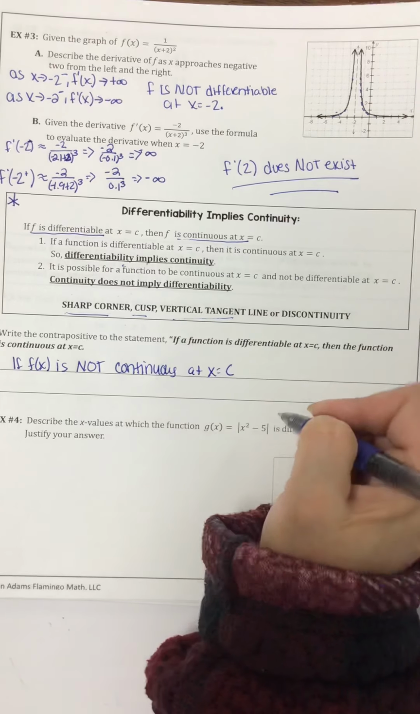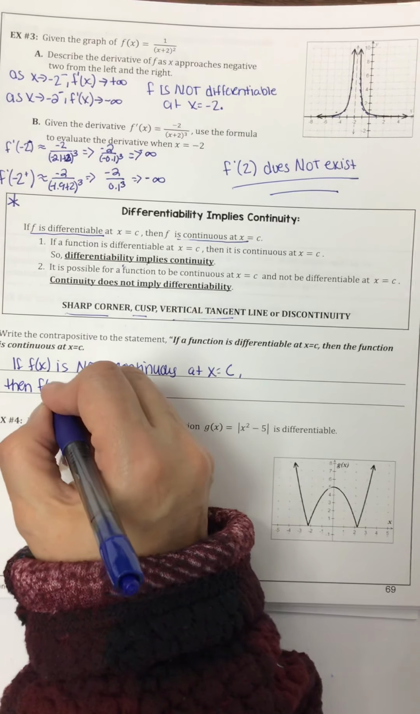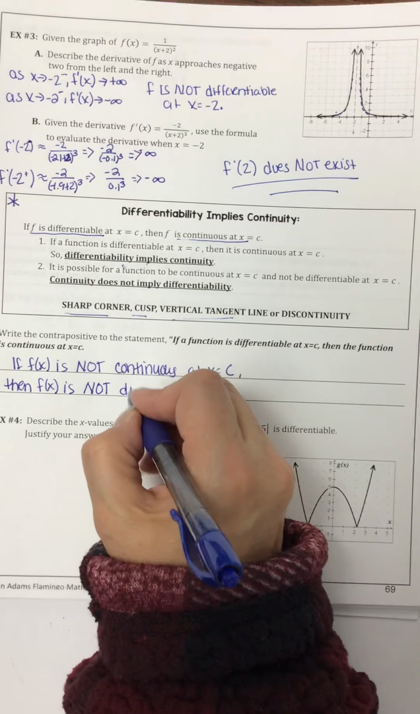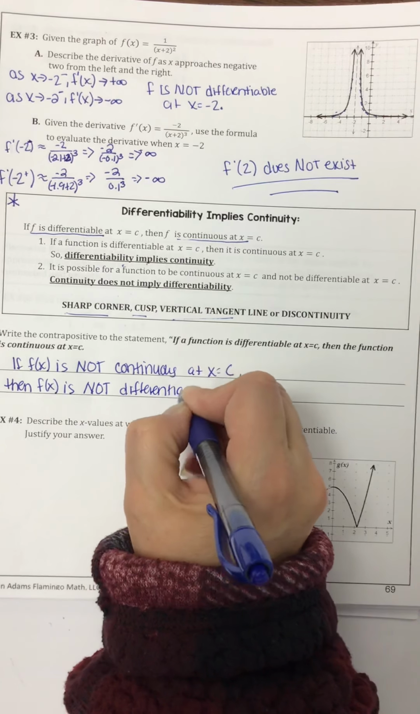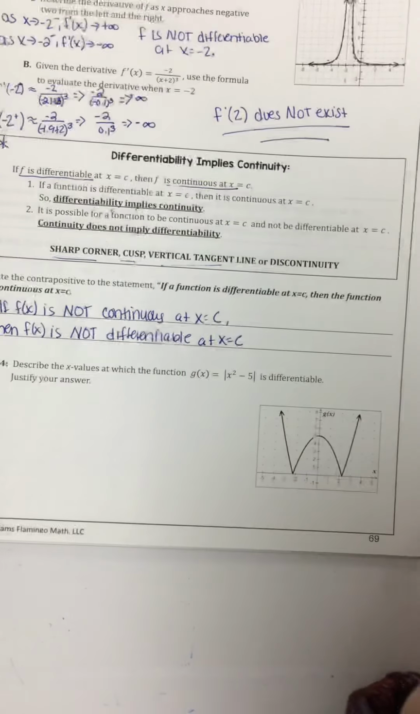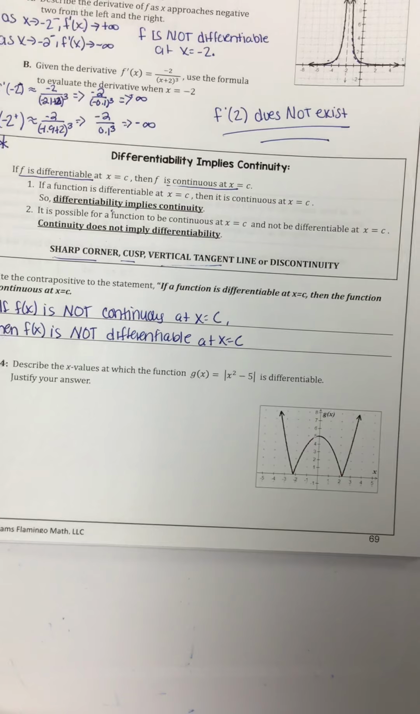at x equals c, then f of x is not differentiable at x equals c. So those say the same thing, don't they? Kind of. If it's differentiable, then it's continuous. If it's not continuous, then it's definitely not differentiable. But just because it's continuous does not mean it is differentiable, right? But if it's not continuous, it's not differentiable. We get that?